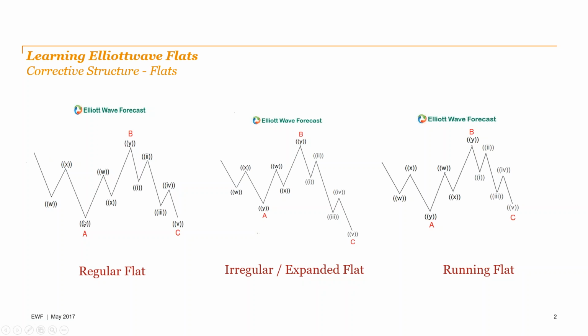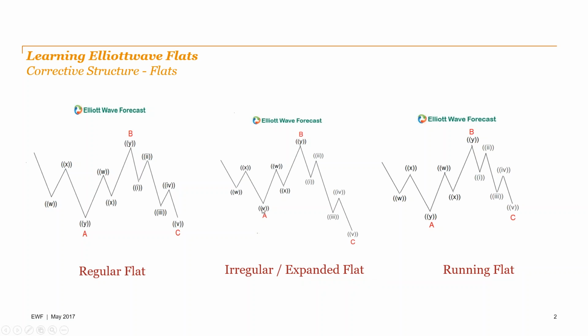So this is pretty simple. It's almost like a sideways move. Okay, in a regular flat, usually the C is going to go over the A a little bit. Now the irregular or expanded flat, this is the most common. The irregular expanded flat is the most common type of flat in the market.